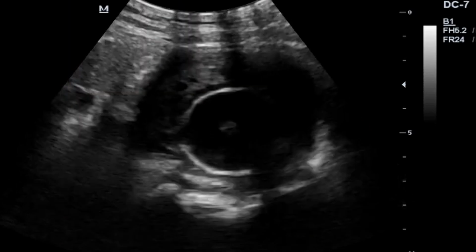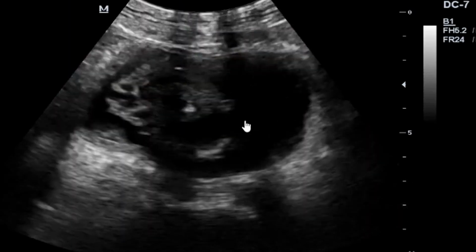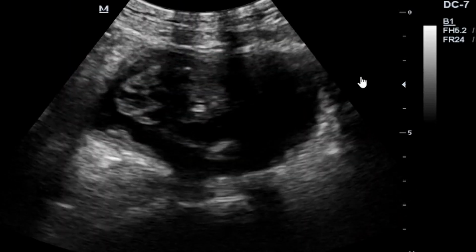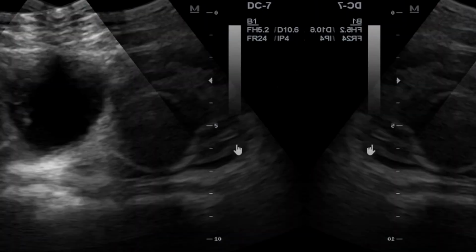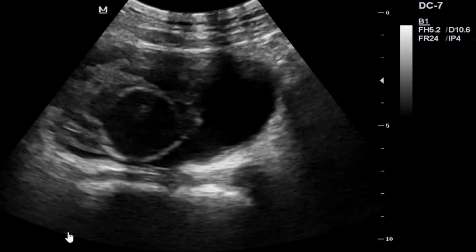So this is a typical example of what we refer to as a hematoma. This is a hematoma that is forming in the urinary bladder. It's organizing. The hematoma is organizing.